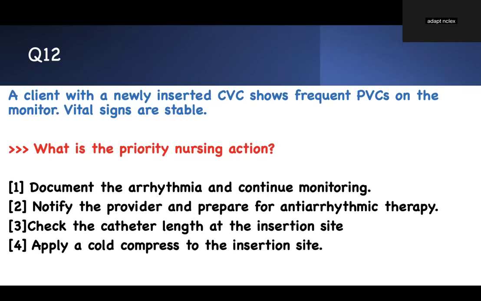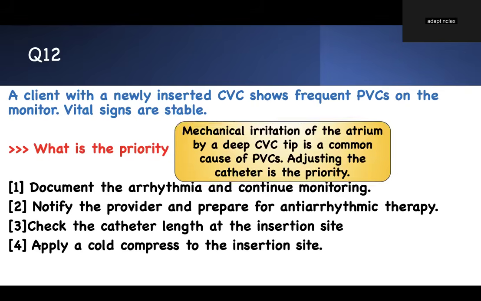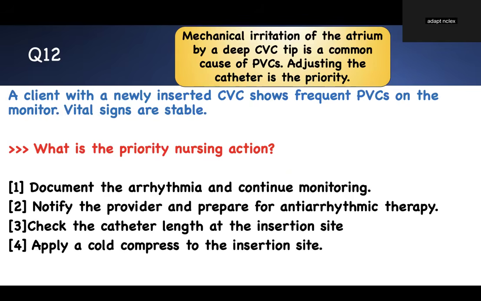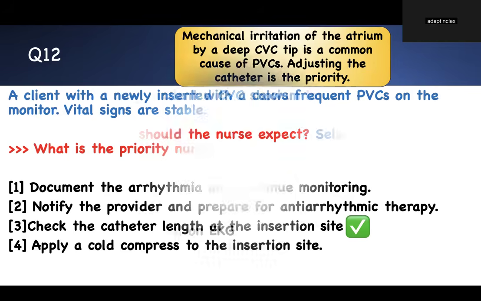It does not need a prescription to fix this problem. I need to pull back by checking the insertion site and seeing if the length is too deep inside. Therefore, 3 is the best answer choice. Mechanical irritation of the atrium by the deep central venous catheter tip is a common cause of PVC. Adjusting the catheter is the priority, number 3.